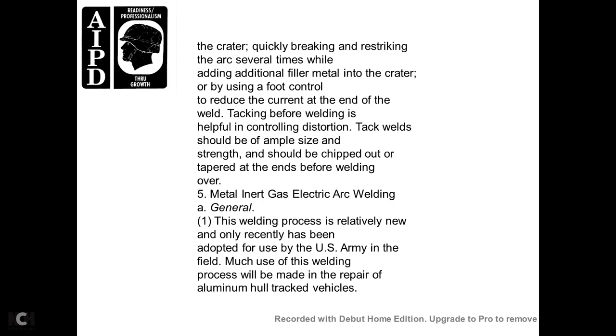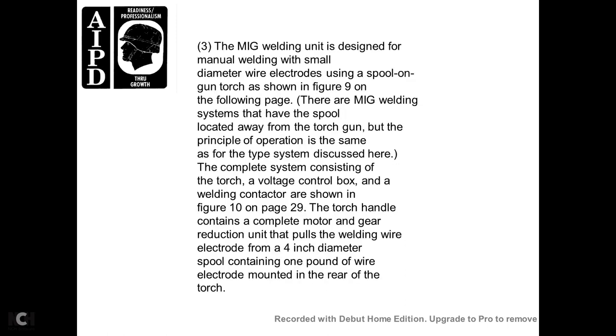5. Metal inert gas arc welding. Generally, this welding process is relatively new and has only recently been adopted by the U.S. Army in the field. Much use for the welding process will be made in the repair of aluminum hull tracked vehicles. Gas metal arc welding, or MIG welding, is a process in which a consumable bare wire electrode is fed into the weld at a controlled rate of speed. A blanket of inert gas, argon or an argon-helium mixture, as used in TIG welding, shields the welding zone from contamination. The process produces high quality welds without the use of flux and without the need for post cleaning of the weld.